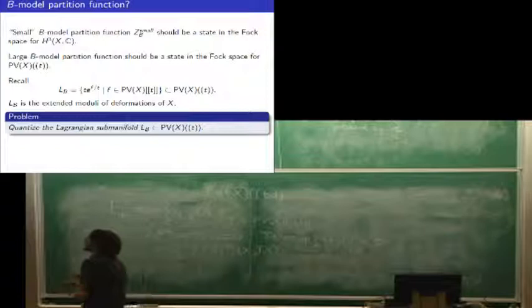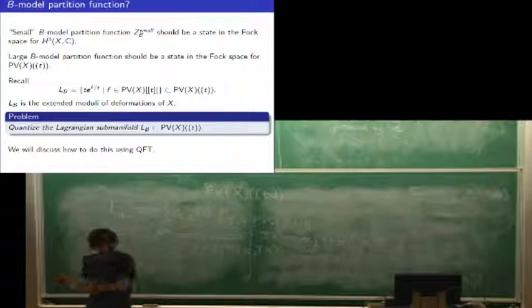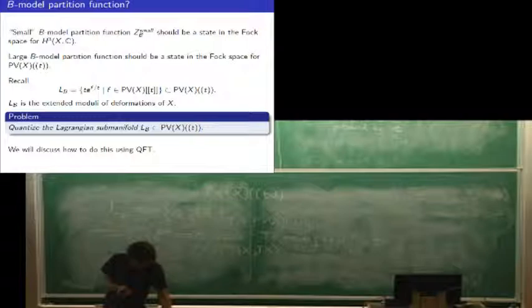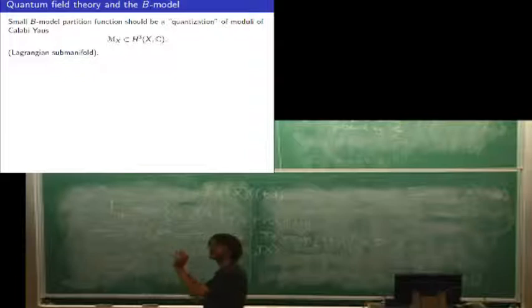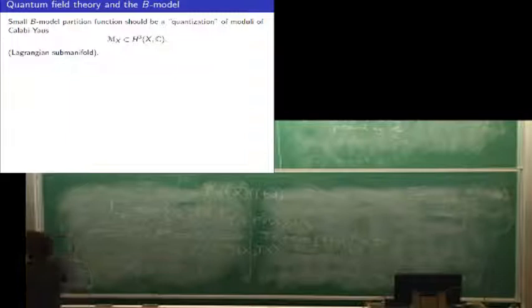Okay, so let's do an interesting problem. How do we quantize this guy? And so the aim, what I'd like to explain, is how you can do this in some cases using quantum field theory. Okay. So let's look at the small version first, where we're quantizing the classical moduli space of Calabi-Yaus. This was studied by Bershadsky, Cecotti, Ooguri, and Vafa in 1994.